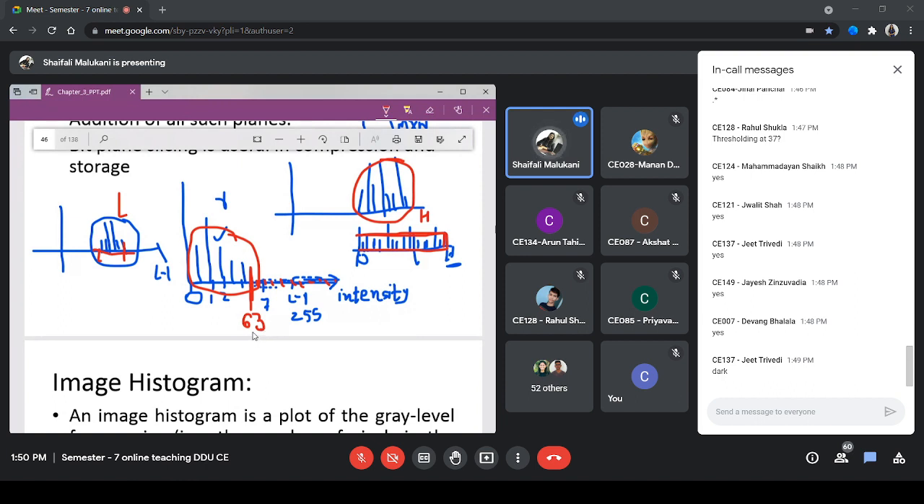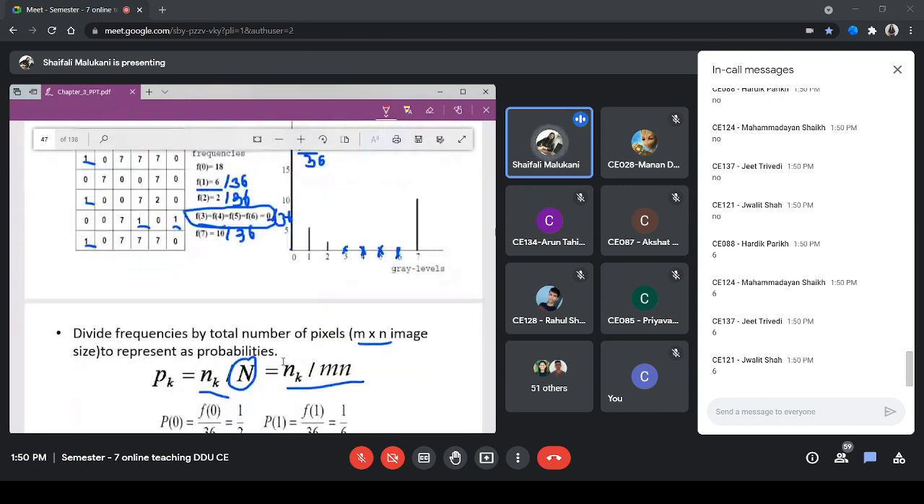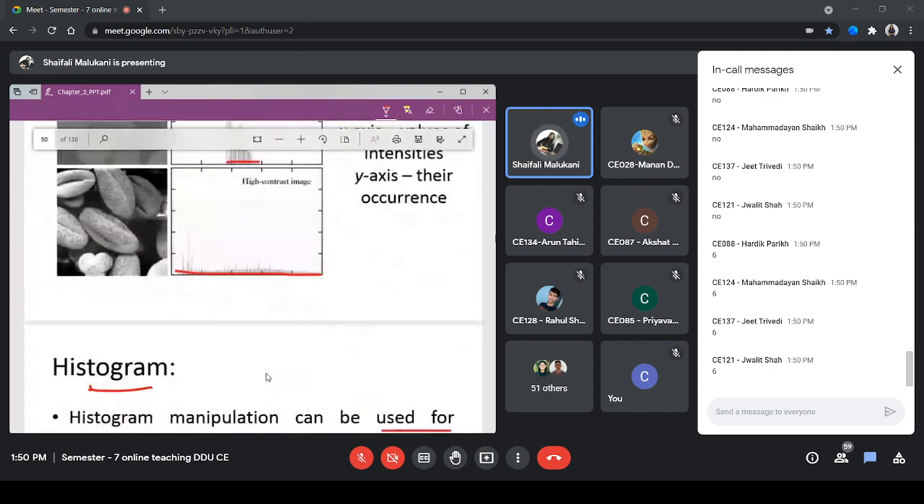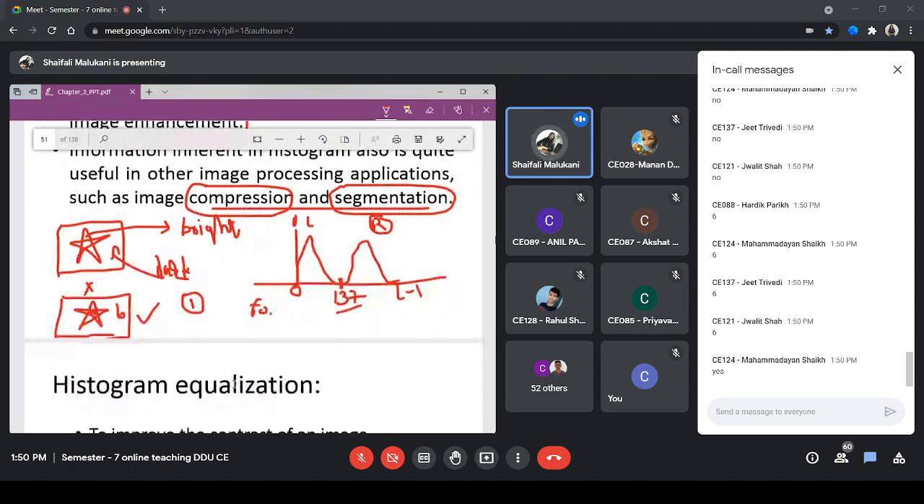So what is my question to you? The question is, do I need 8 bits to represent a pixel here? How many bits per pixel are sufficient? 6. So can I compress by 2 bits per pixel? If I use 6 bits, that is sufficient, right?